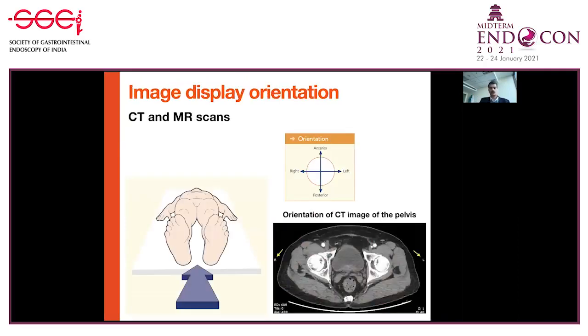Now, how do you display the images? This is how a CT scan is done conventionally, and the CT scan shows you the pelvic anatomy as if you are looking from below upwards. So the left is to the right of the screen. Look at the CT scan image of a pelvis, and the marker shows that this is the left side of the screen, this is the right side of the screen, and the spine is here and anterior part is this.